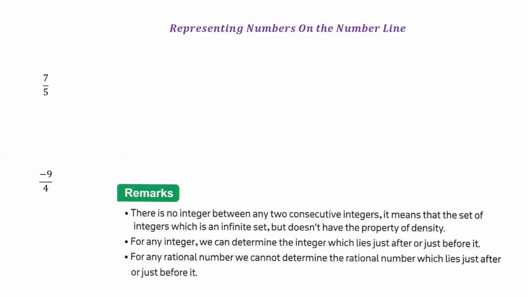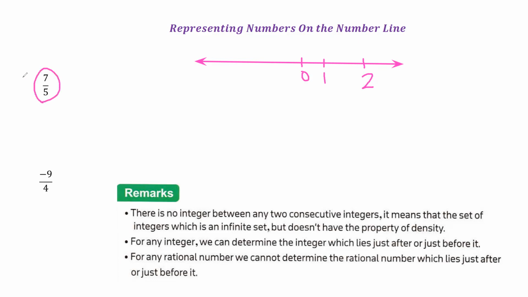Here, how can we represent the numbers on the number line? Can you remember? Let's draw our number line. 7 over 5 means what? At first, you are going to put your numbers 0, 1, 2, and we will be on the positive part because this number is positive.